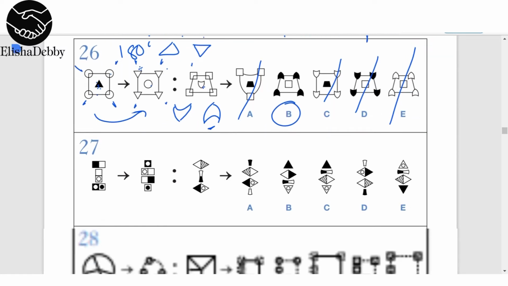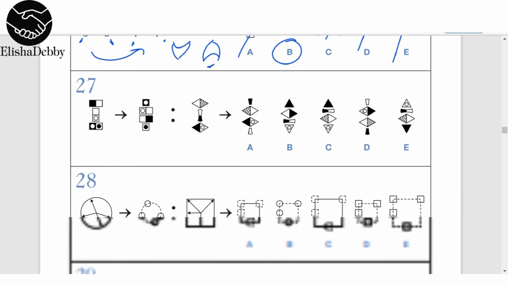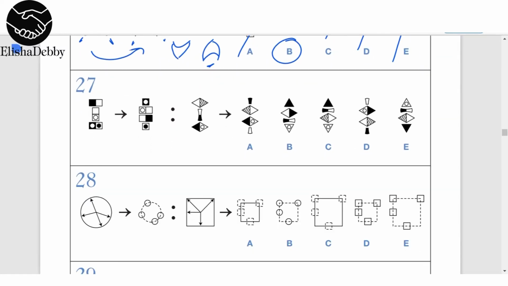Let's look at another one. We'll look at two more just to make sure we understand what we have to do. All right, 27. Look at this one. Like I said, one element at a time.